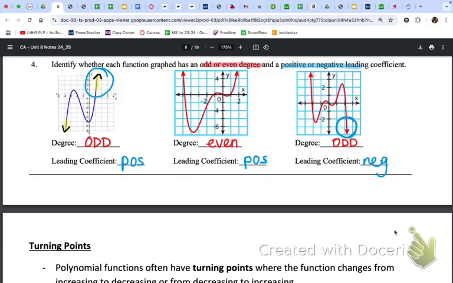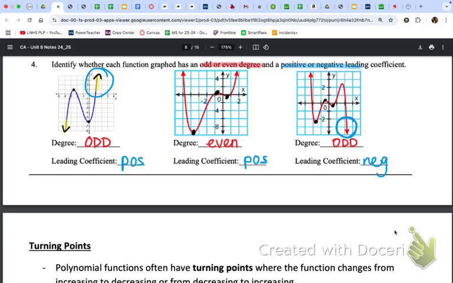Okay, before we flip the page, I want to point out something because we're about to talk about turning points. If you look at this very first graph on number 4, it has 2 turning points. There are 2 spots where it switches direction. That's a cubic function. This next one I assume is quartic because it has 1, 2, 3 turning points where it switches direction. What about that last one? How many times does it switch direction?